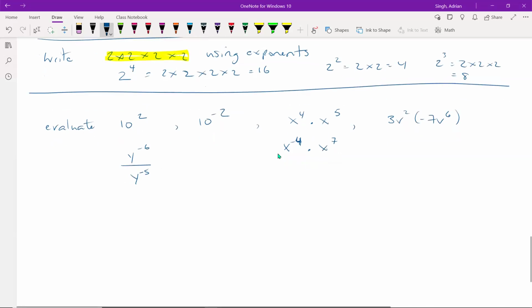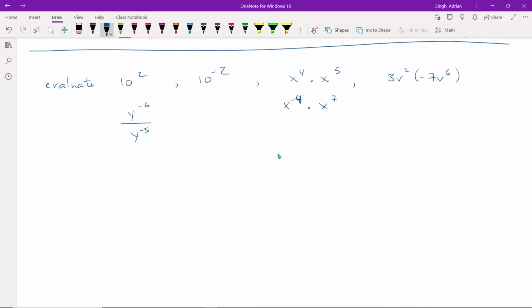Let's take a look now at some other examples of exponents. So here we have evaluate 10 squared, all right? So just like with the previous one, 10 squared is the same as 10 times 10. 10 times 10 is 100. What about 10 to the -2? So what is that equal to?